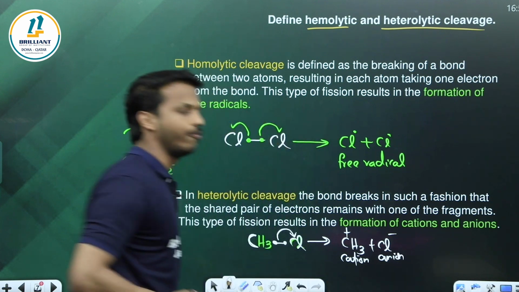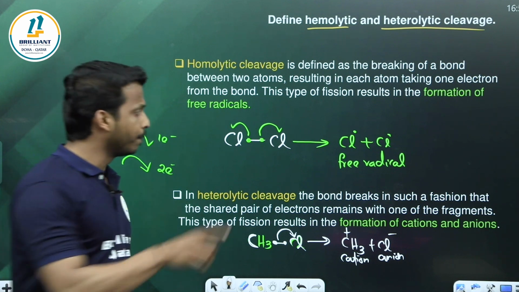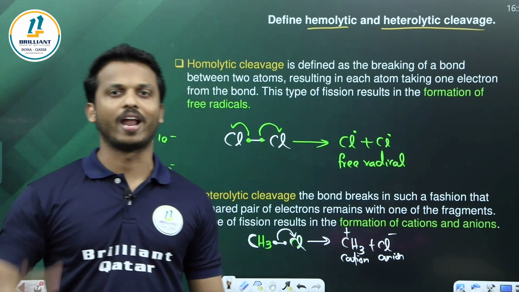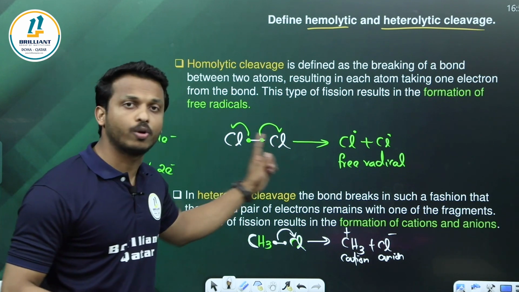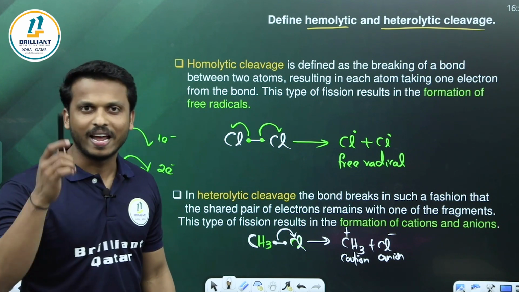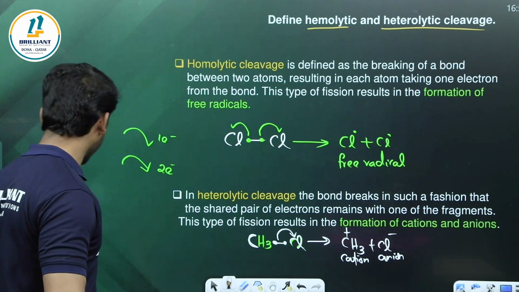So keep in mind, all of you, if it is a homolytic fission, you will get free radicals. If it is a heterolytic fission, you will get one cation and one anion. Here equally distributing electrons is homolytic. Here unequally distributing electrons is called heterolytic cleavage. Clear, all of you? Keep the bond breaking in mind. Next one.